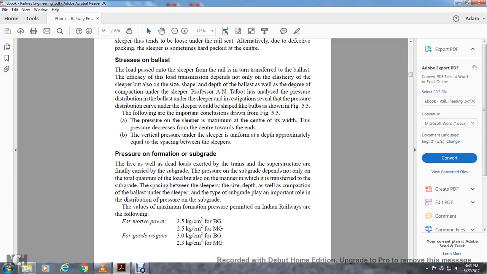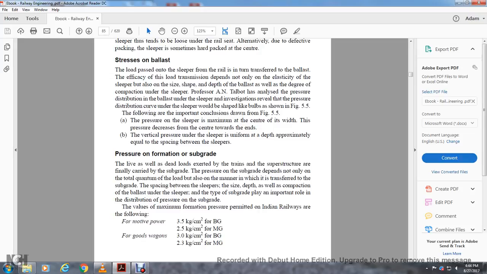The pressure on the subgrade depends not only on the total quantum of the load, but also the manner in which it is transferred to the subgrade. The spacing of the sleepers, the depth as well as the compaction of the ballast under the sleeper, and the type of the subgrade play an important role in the distribution of pressure on the subgrade. The maximum formation pressures permitted with the engine and rails are as follows.